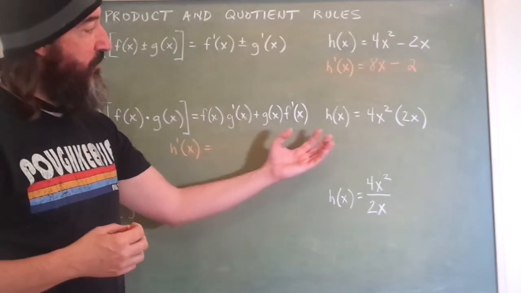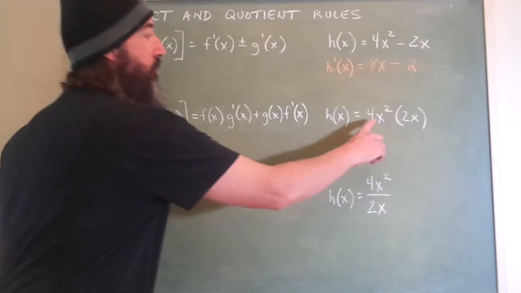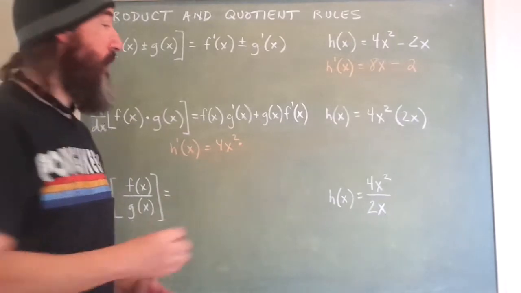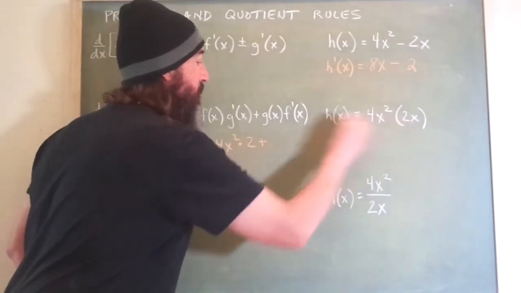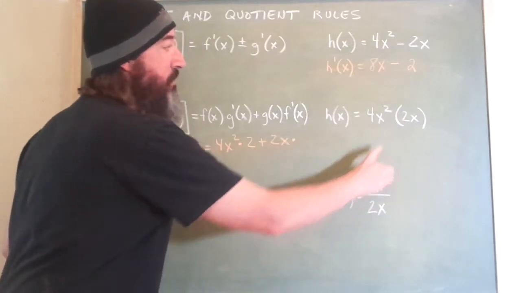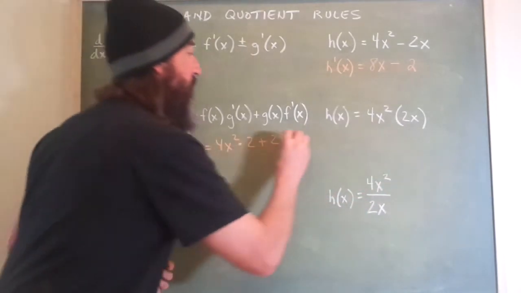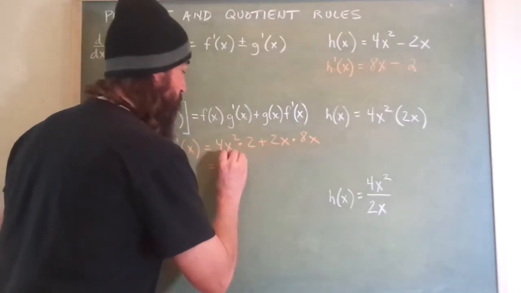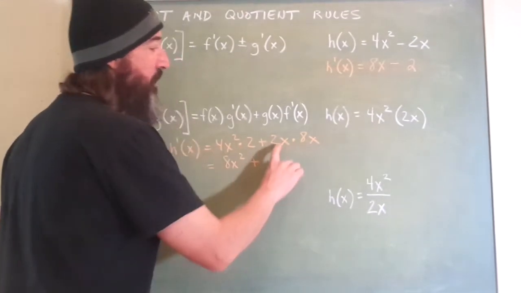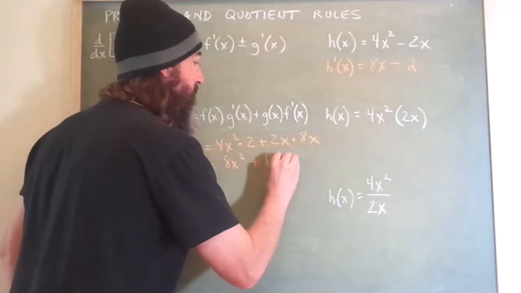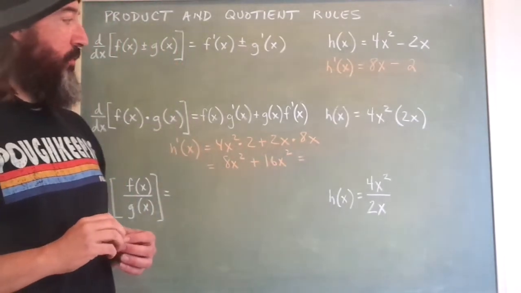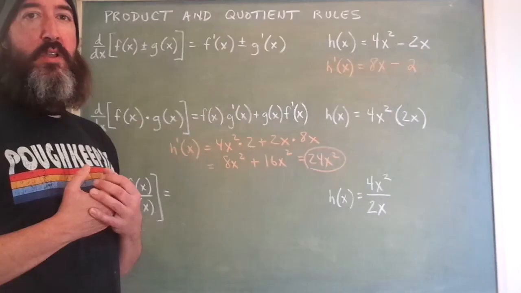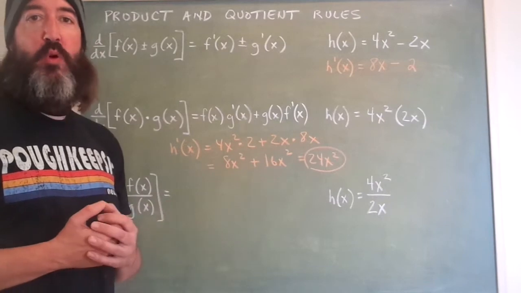So let me use that rule to get the derivative of h of x. I'll put the first piece, 4x squared, times the derivative of the second piece, and the derivative of 2x is 2, and then I'll add the second piece, or 2x, and I'll multiply that times the derivative of the first piece, and the derivative of 4x squared is 8x. Let's see if we can simplify that a bit. 4x squared times 2 is 8x squared, and then we'll add 2x times 8x, which is 16x squared. Looks like 8x squared plus 16x squared is 24x squared. The derivative of h of x is 24x squared.